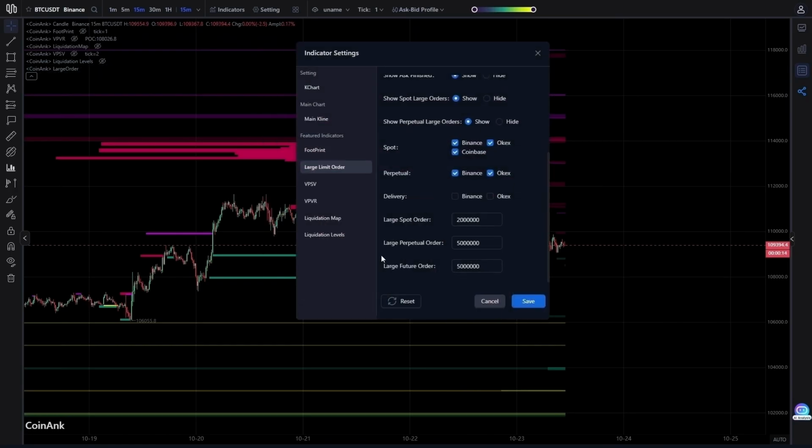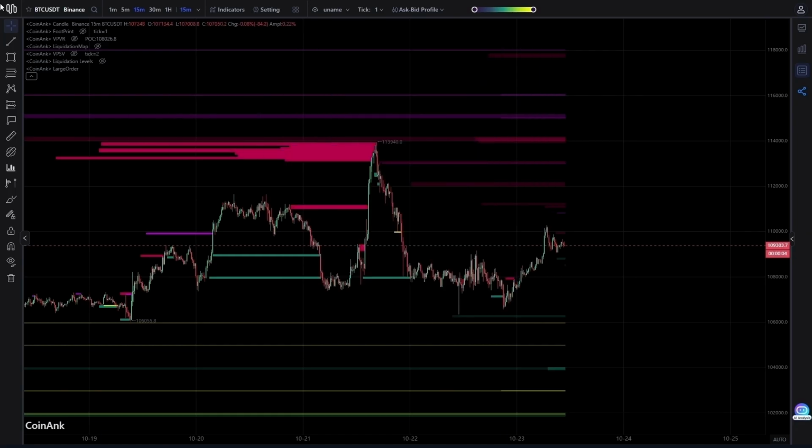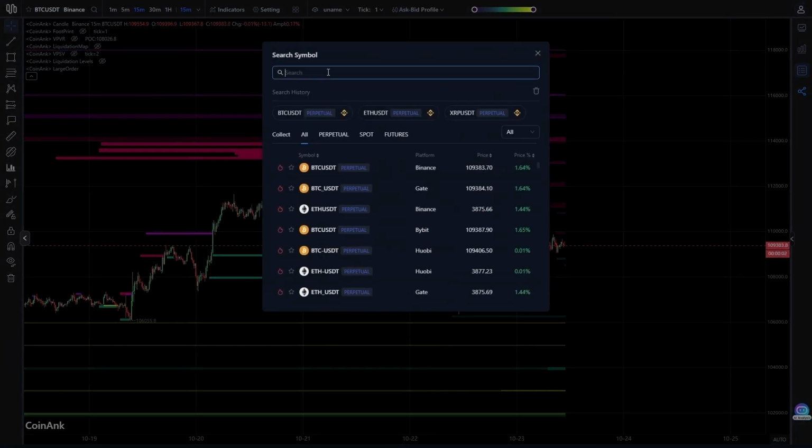So my settings for Bitcoin, feel free to copy this. You need to put on perpetuals. I have my spot on 5 million, my perpetuals on 10 million. You can of course also do this for other coins.